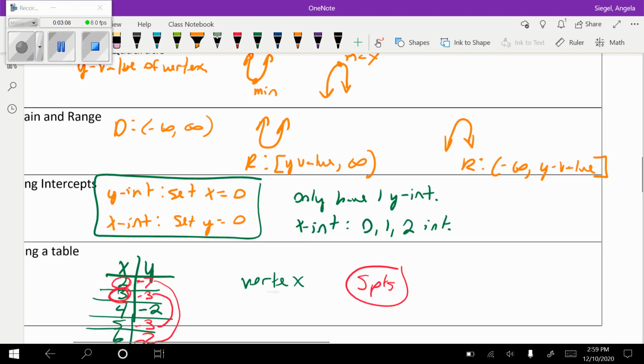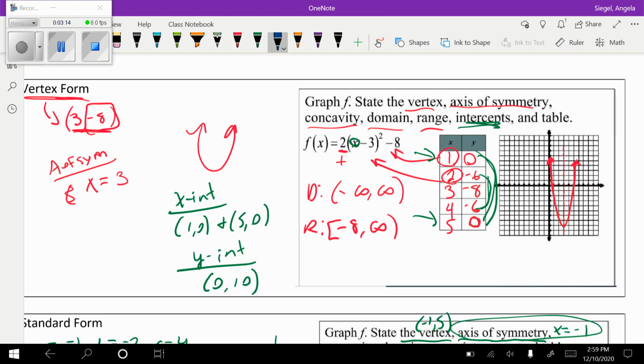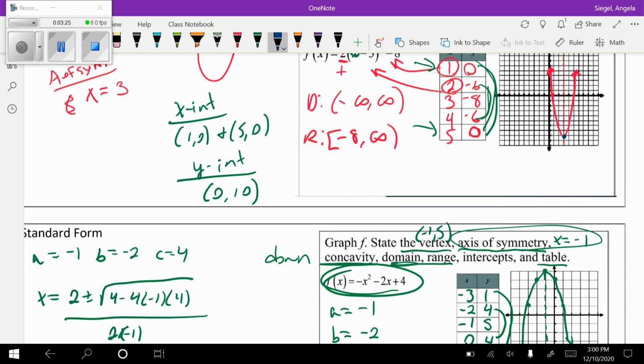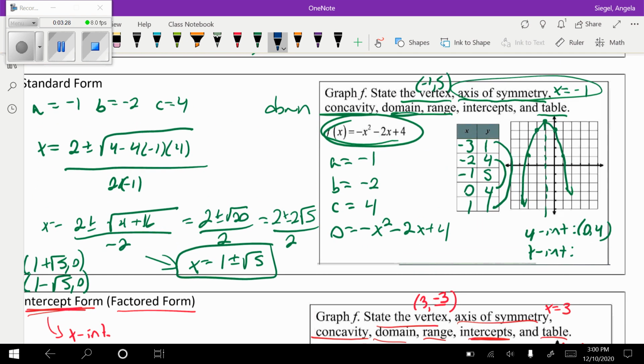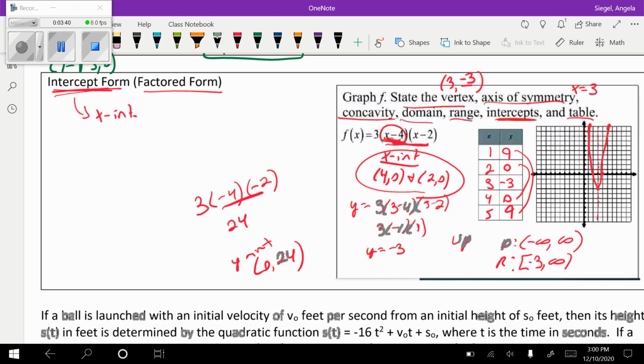And none of these ask for the max or min value. So let's go ahead and go through each of these and find that. Here, I'll do this in a different color. Here, this opens up, and so I'm going to have a minimum value at -8. For the standard form, right here, that was going to be a max value at 5. And then here, it opens up, so I'm going to have a minimum value at -3. And again, I'm getting it from that vertex.